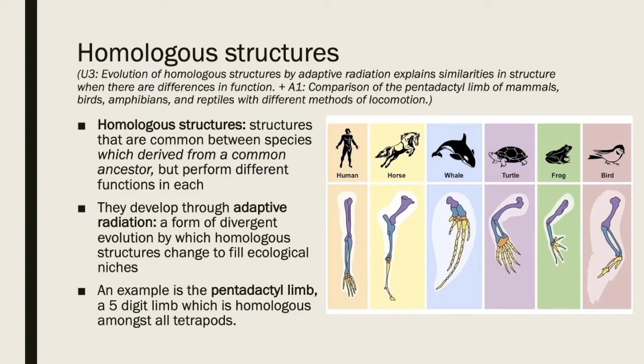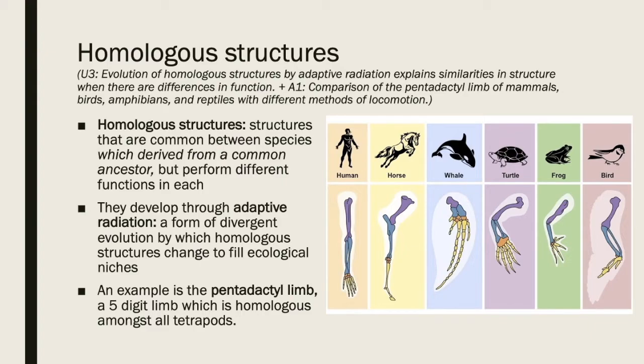These structures develop through adaptive radiation. Adaptive radiation is a form of divergent evolution. This basically means that although these species have evolved from a common ancestor, because they are placed in different environments which have different selective pressures, they will develop and evolve differently. They need to meet different environmental conditions, and thus these structures change to perform different functions in each of these species, despite initially having been the same in all the species. So this basically helps the organisms to fill ecological niches and meet environmental conditions. The example which you need to know specifically is that of the pentadactyl limb, which is a five-digit limb that is homologous amongst all tetrapod creatures.